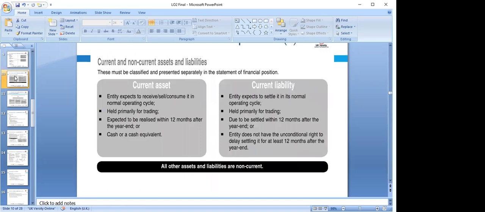Okay, so current assets are the assets which we can use for a short period of time, normally 12 months, and their figures keep changing with the operating cycle. And a current liability is anything which we have a legal obligation to settle within 12 months. So that is our current liabilities.